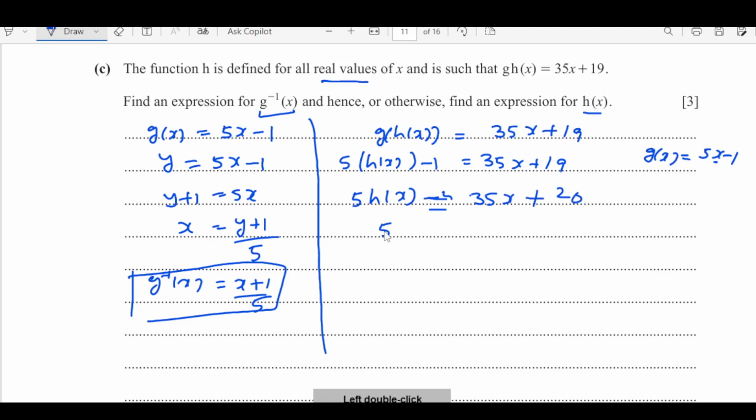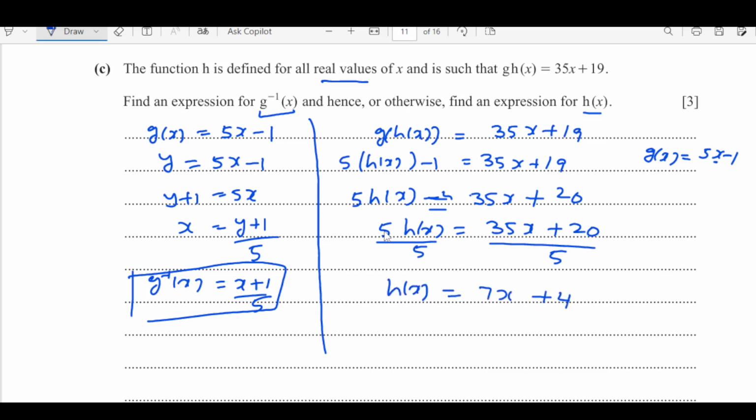So 5 of h(x) is 35x plus 20. Divide by 5 and divide by 5. So h(x) is 7x plus 4. So this is our final answer of h(x), right?